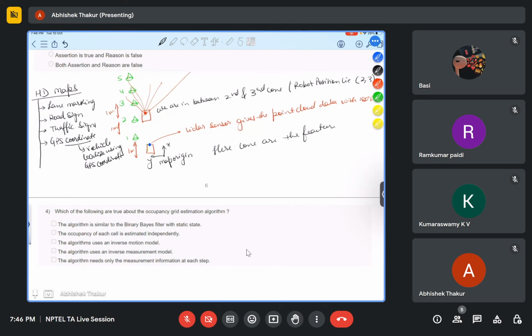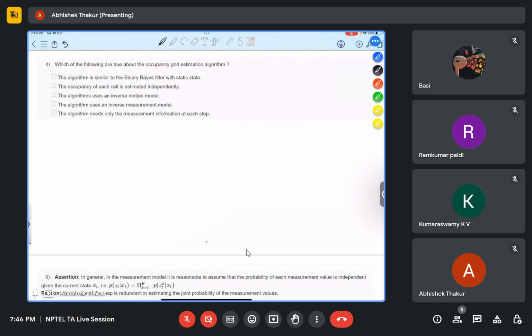We'll see the next question. Which of the following are true about the occupancy grid estimation algorithm? We'll see each statement. The first option is: the algorithm is similar to the binary Bayes filter with a static state. Yes, this option is correct. The second is: the occupancy of each cell is estimated independently. Yes, the occupancy of each cell does not depend on the other cells. It is estimated independently. So options A and B are correct.